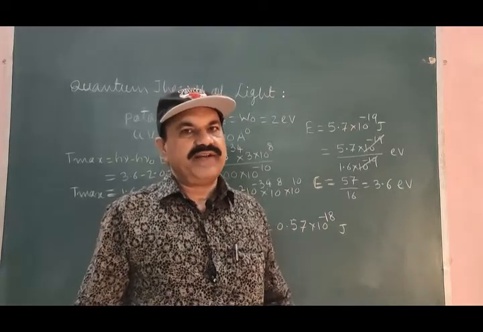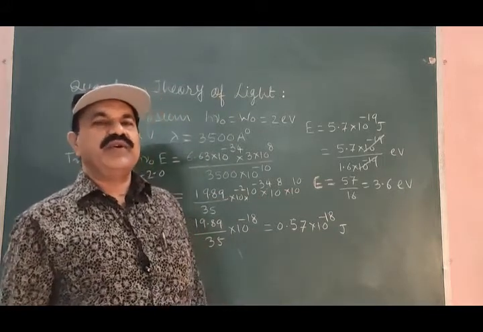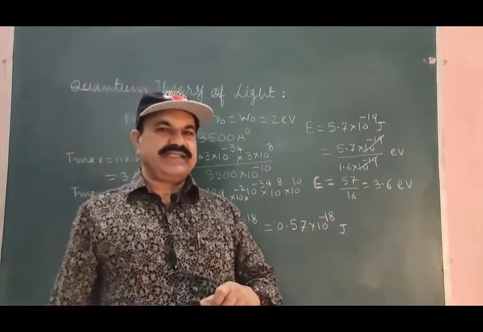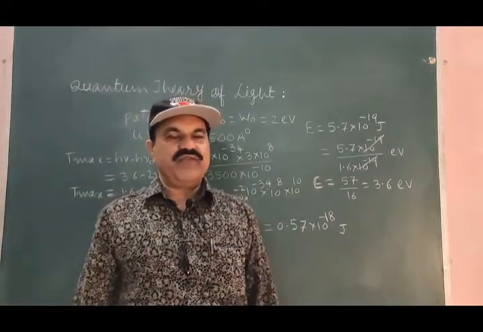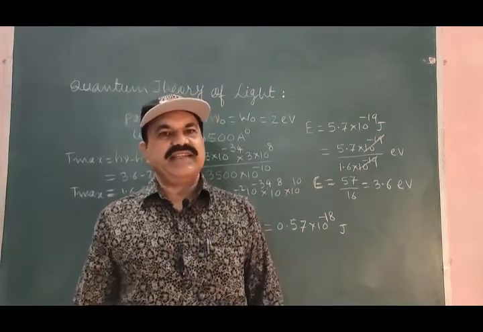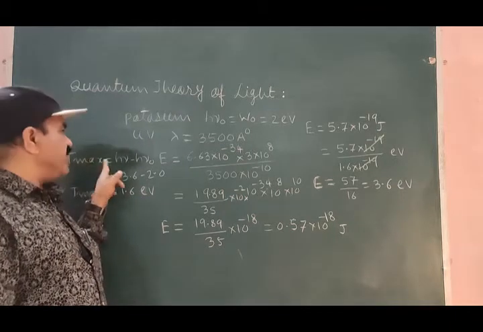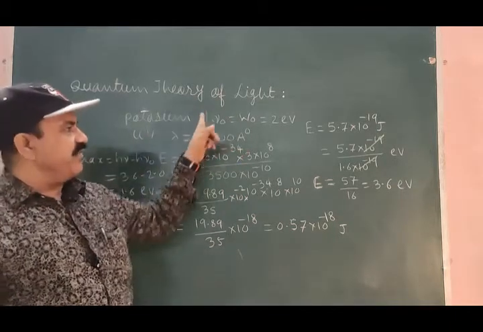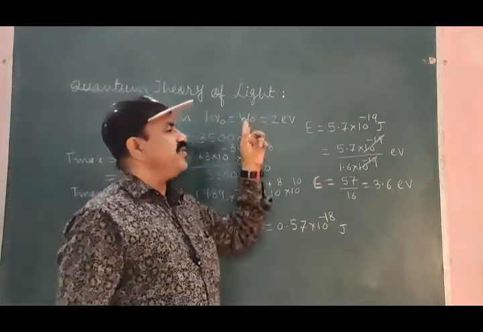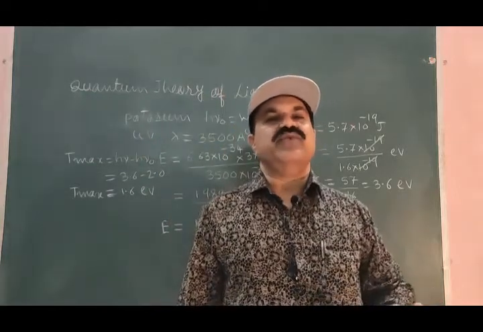We know how to find the stopping potential using the photocell. Once you find the stopping potential, you can find the velocity. Once we find the velocity, we can find the kinetic energy. Once you find the kinetic energy, h nu can be found with this procedure, and h nu 0 or W 0 for any metal can be found.